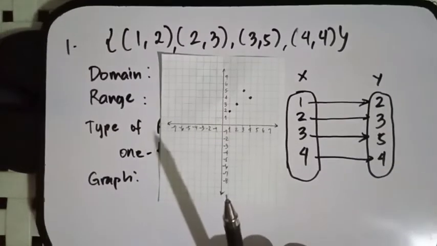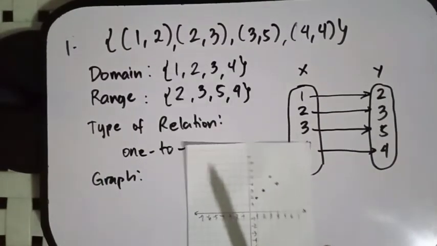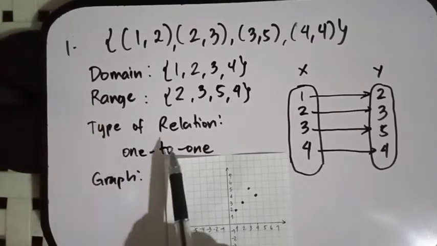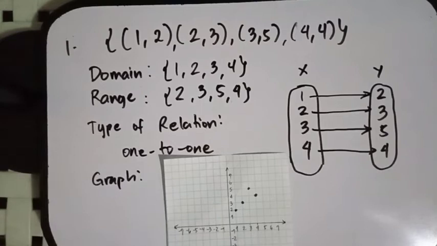And that's it. Nagawa naman natin yung hinihingi ng bawat relation. Okay? Domain, range, type of relation, tapos yung graph. Okay? So, isa pang relation para mas lalong maunawaan ninyo.